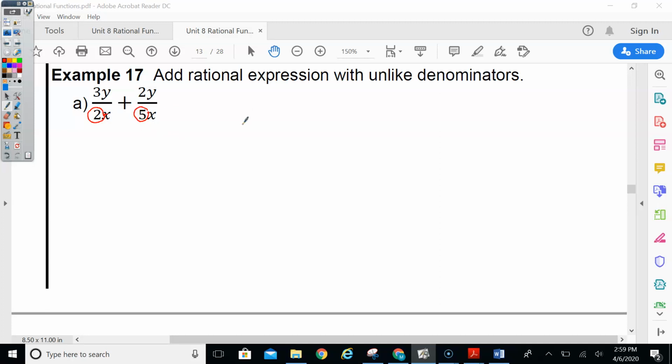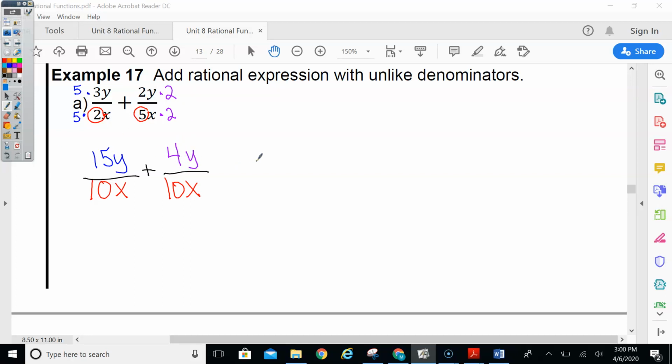We need these both to be 10s. And since it has an x, a 10x and a 10x. So they both have x's, so we're good there. But now we got to see what we multiply by. So what do I multiply 2x by to make 10x? I multiply by 5. So here I'm going to get 15y. And I do the same thing for this one. What do I multiply 5x by to get 10x? Multiply it by 2. So I have 4y.